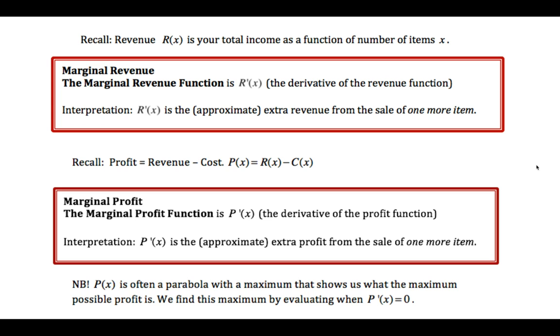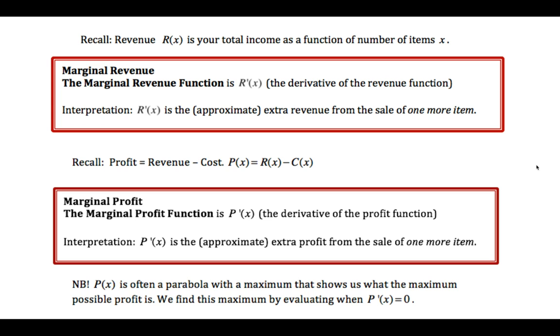Okay, the same things can be done for profit and revenue. So remember, revenue is your total income as a function of the number of items. And so the marginal revenue function is going to be the first derivative of that revenue function, and it is the approximate extra revenue from the sale of one more item.